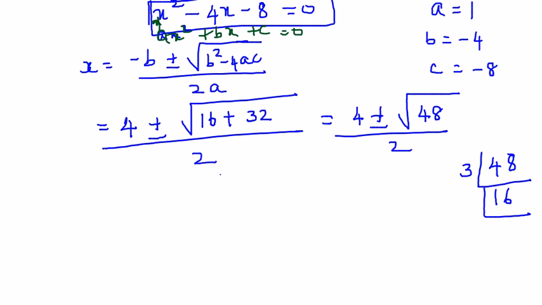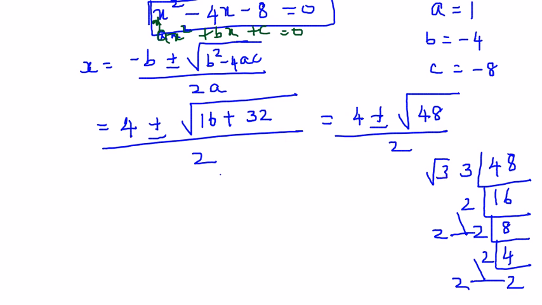So you continuously keep dividing like this, right? So 2 2s are 4. So how do you take square root? For these two 2's you can take 1 2, for these two 2's you can take 1 2, and this becomes root 3. So this becomes 4 plus or minus 2 into 2, this 2 into this 2, which is 4 root 3, by 2.